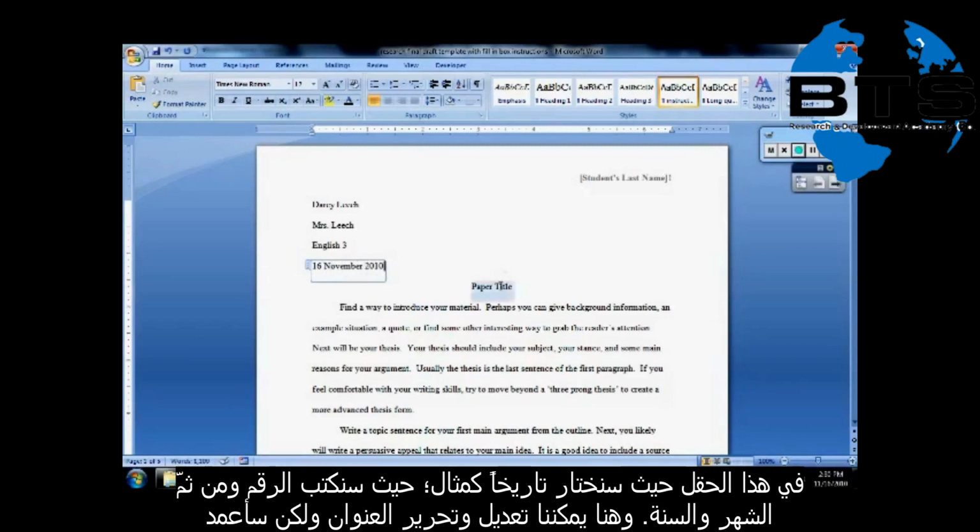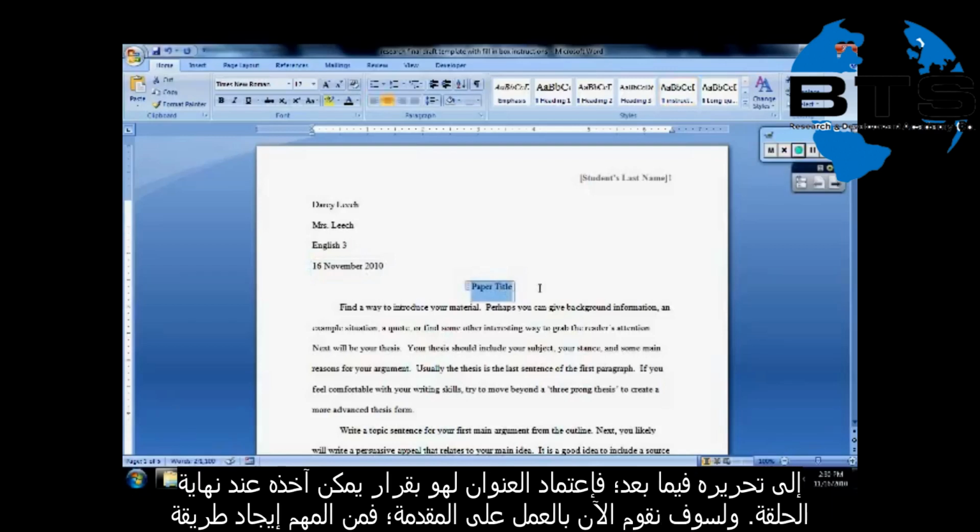Paper title, you do want to put a title in for this, but for right now we're not going to worry about that too much because it's a decision you can make towards the end of your essay. What we want to work with is the introduction.